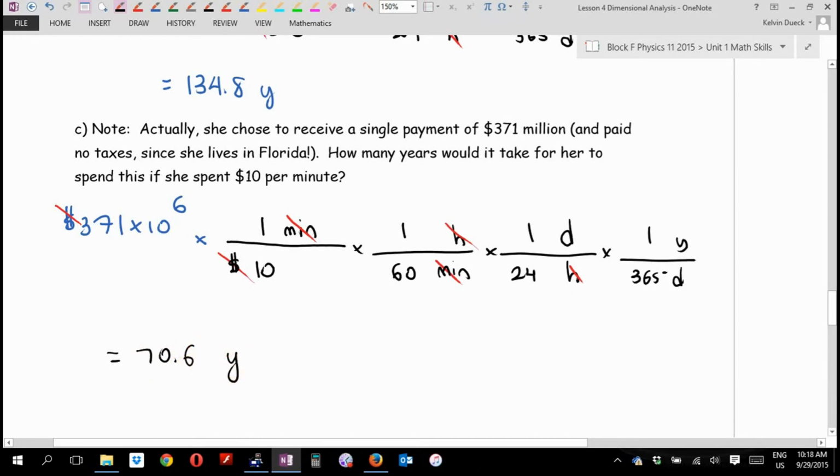Okay, what if she spent $20 a minute? Well, that would divide the answer by 2. Then that would be 35.3 years, I guess. It's a lot of money.